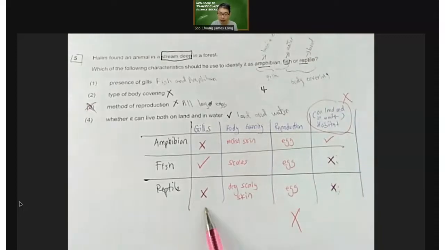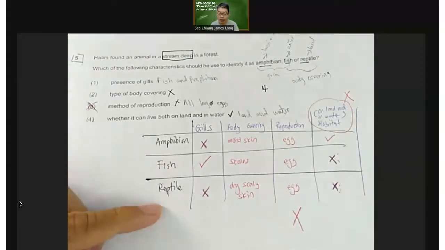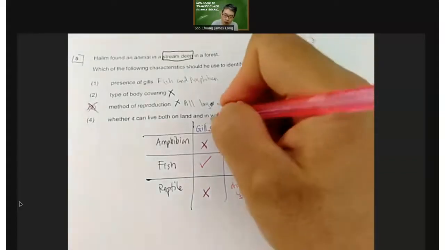If I use gills and it happens that this animal has gills, good, I'm very lucky, okay, it's a fish. But what if this animal doesn't have gills? Then it could either be amphibian or reptile, and therefore it is not good enough for me to narrow down into one of these 3 categories. This is also not good enough.